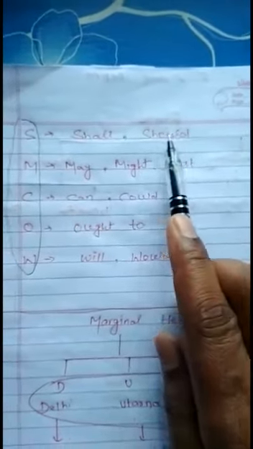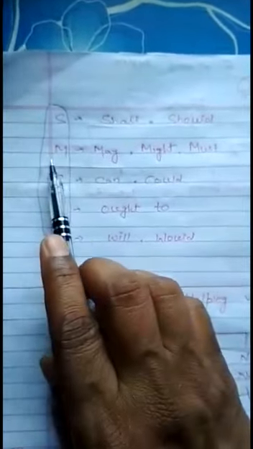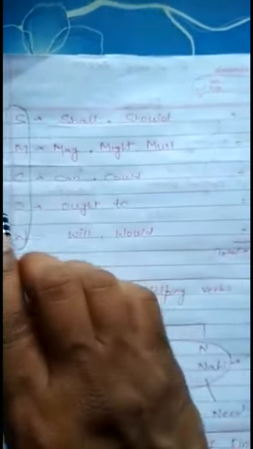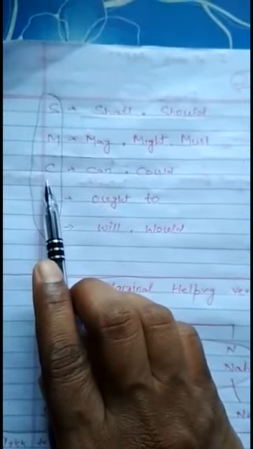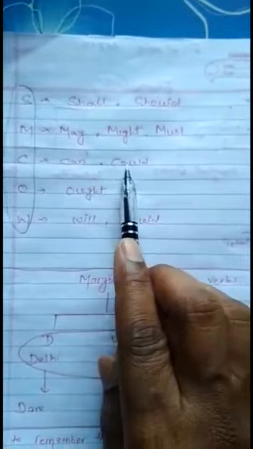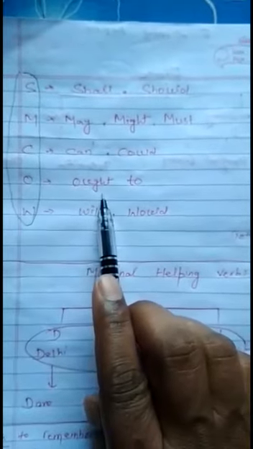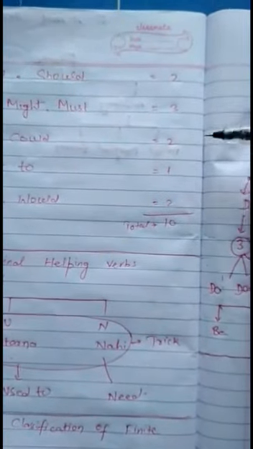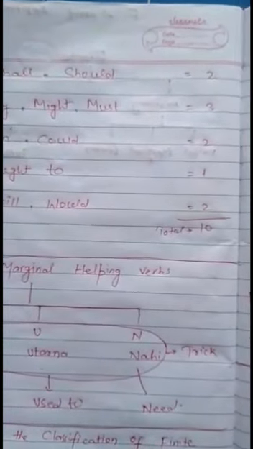shall and should. With the help of S we have two modal auxiliary verbs. Now M stands for may, might and must. With the help of M we have three modal verbs here. Now with the help of C we can take can and could. With C also we have two modal helping verbs. Now with the help of O we have only one, that is ought to. Now with the help of W we can take will and would. They are two in number. By adding, you are going to get 10, meaning all the modal helping verbs are 10 in number.